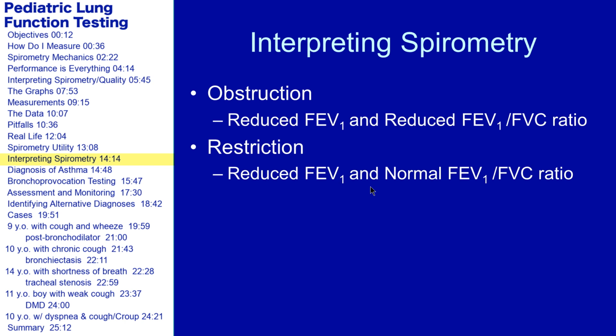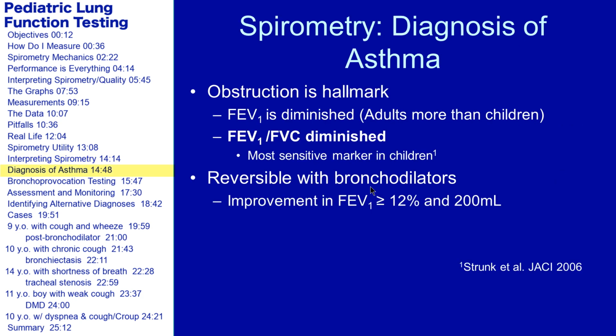Restriction typically is a reduced FEV1 and a normal FEV1 to FVC ratio. So the flows are low, but they're symmetrically reduced. And this is best identified here as a suspicion and then proven with lung volumes as a follow-up test to really understand whether there's a restrictive lung disease component.